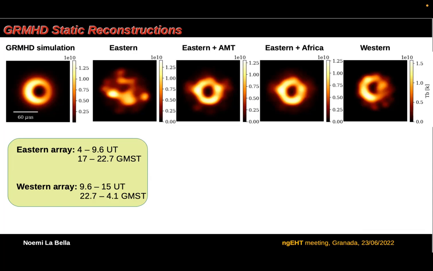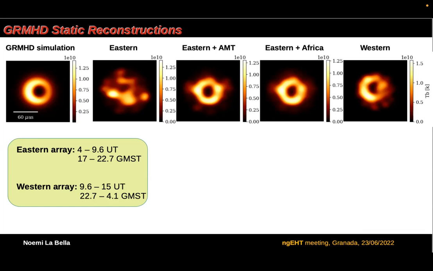Okay, so thank you. So this is the GRMHD simulation, the average image. Then we have the average image with the eastern array, but without the African station. And this is the result. Basically, we don't have the coverage to have a good image of Sagittarius A*. But if we add the African Millimeter Telescope, this is the result. There is an improvement in the quality of this image. And if we add also the Canary Island station, then we have a less noisy image.